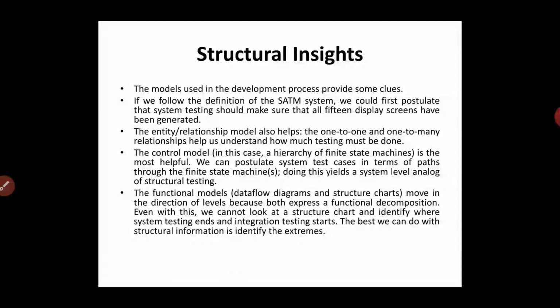So the control model, the entity relationship model, and the function model also help in this regard. How do they help? The control model, a hierarchy of finite state machines, is the most helpful here. You can postulate system test cases in terms of paths through the finite state machine. Doing this yields a system level structural testing. The function model helps by moving in the direction of levels up, because both express a functional decomposition.